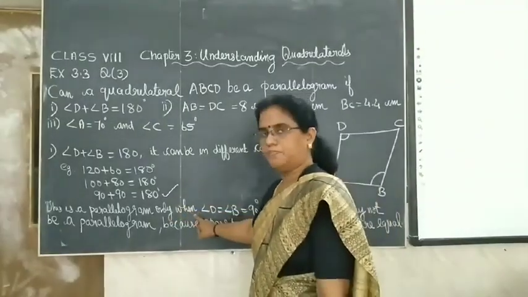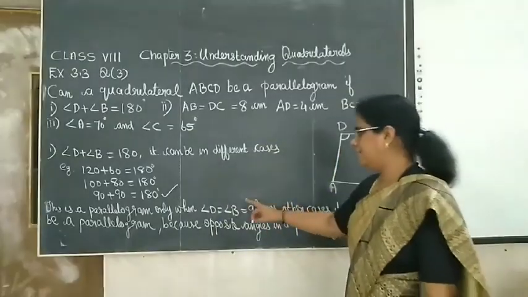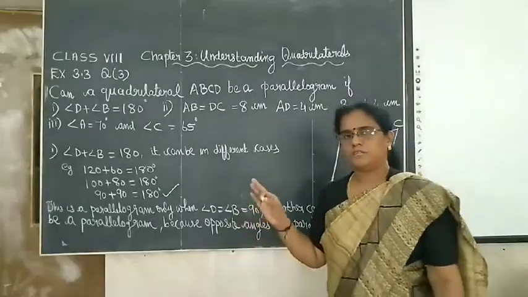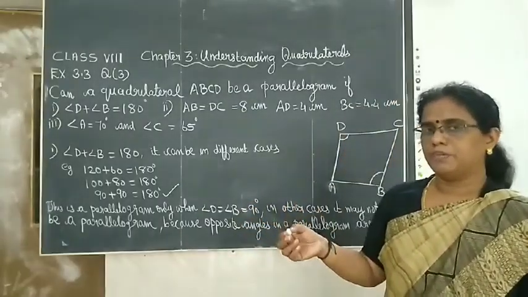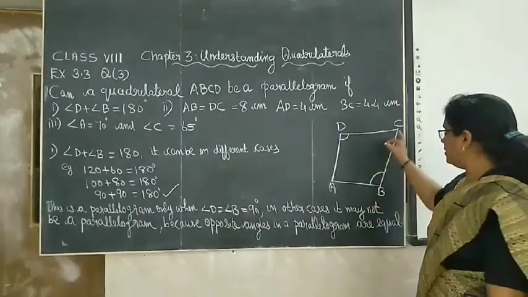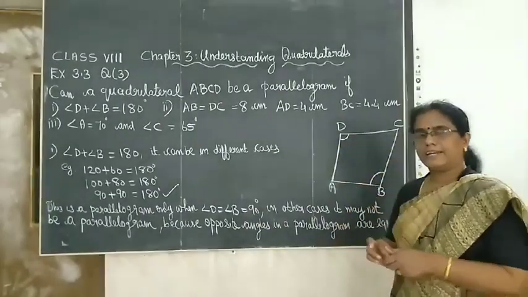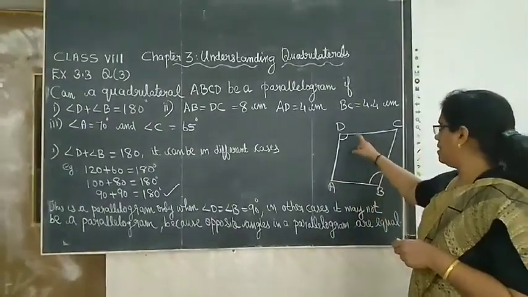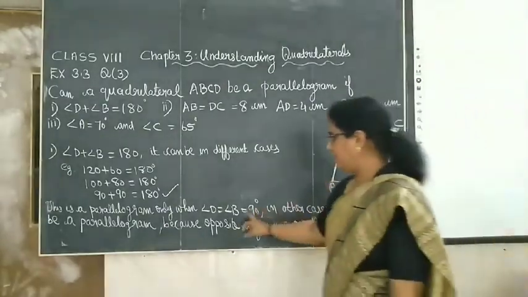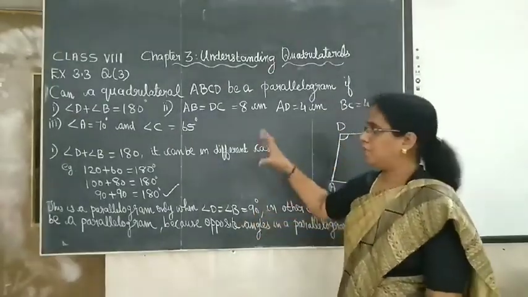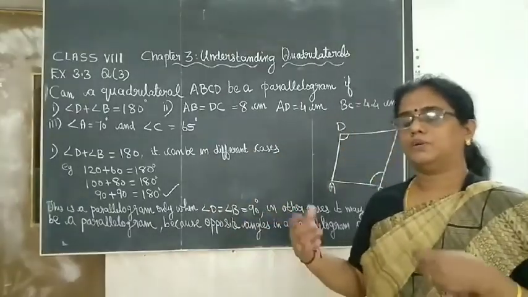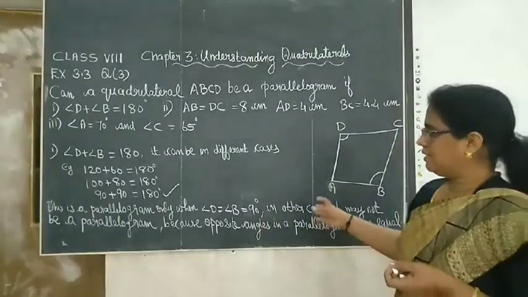This is a parallelogram only when angle D equals angle B, that is equal to 90 degrees, because according to the properties of the parallelogram, opposite angles, that is these two angles, should be equal, and these two angles, that is angle A and angle C, should be equal. But here angle D equals angle B only when it is 90 degrees. So according to the given condition, it can be a parallelogram or it cannot be a parallelogram. That is the answer.